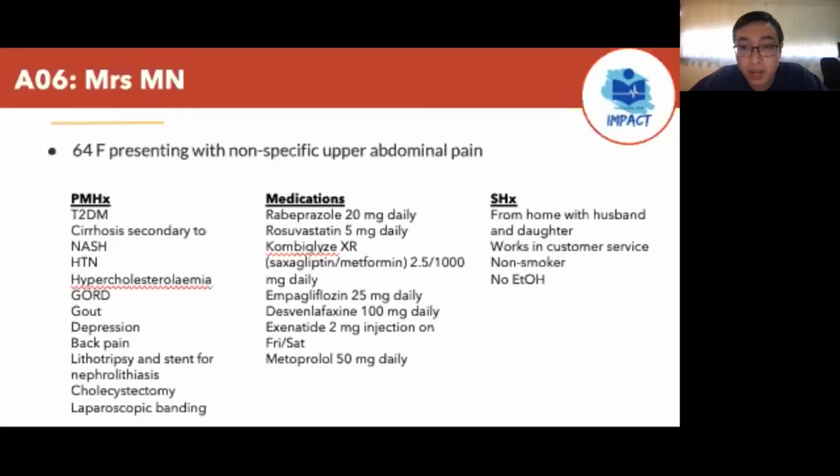Those are her list of medications. She's from home with her husband and daughter, works in customer service, is a non-smoker and a non-drinker.